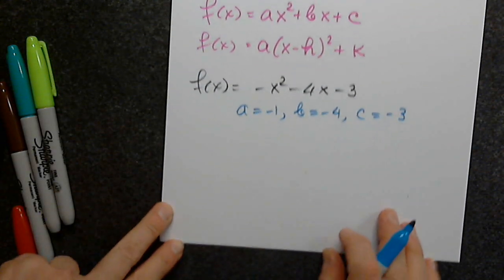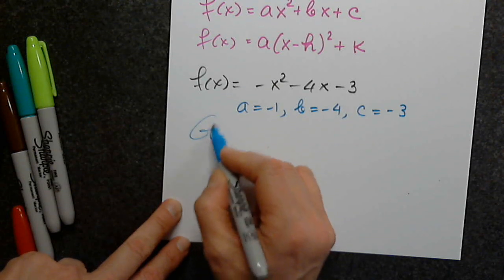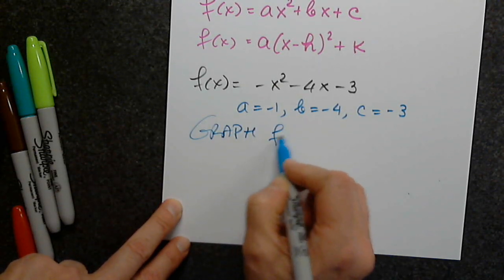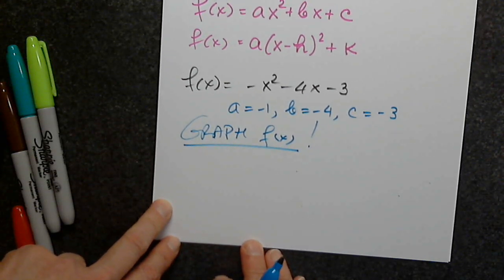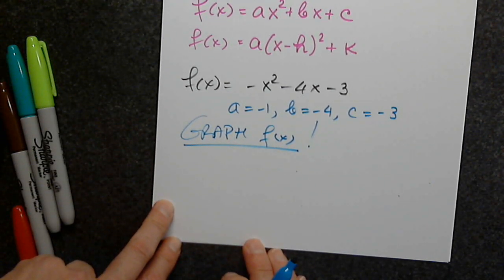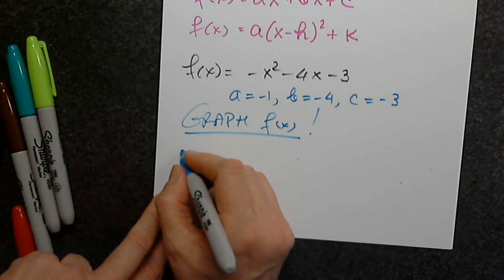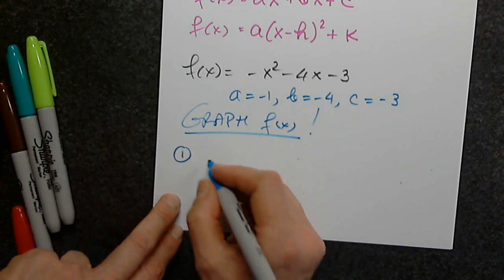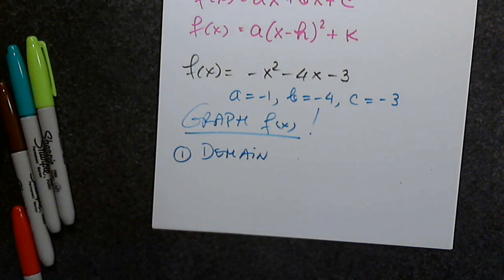Okay. In the first, so the question here is, what is the target? What are we trying to do? Graph f of x. This is what we are trying to do. Not using transformations, we can't do that on this function. So in the first step, I have to find the domain. Every time I'm asked to graph a function, I have to start with the domain.